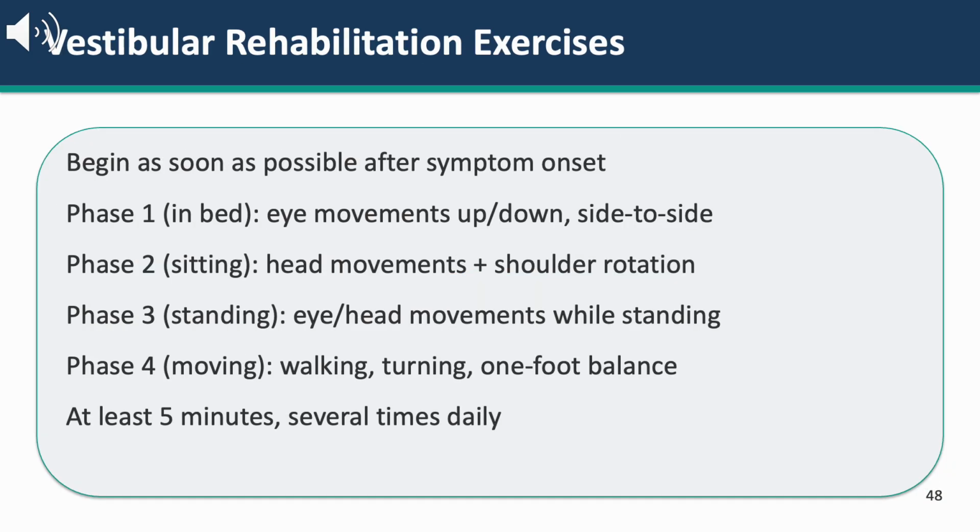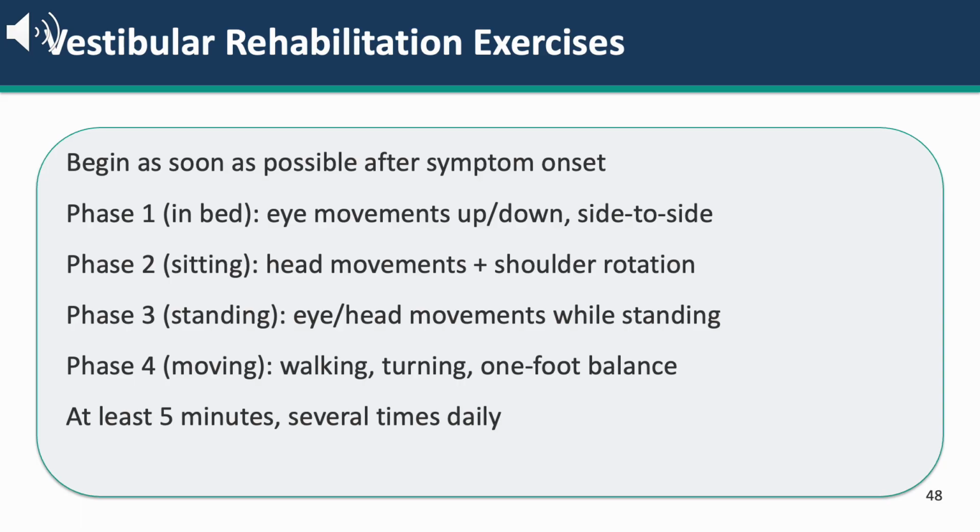In patients with acute persistent vertigo from peripheral vestibular lesions, recovery occurs more rapidly and more completely when vestibular exercises are begun as soon as possible after the onset of symptoms. The exercise protocol progresses through phases. Initially, while still in bed, patients repetitively move their eyes up and down and side to side, first slowly then quickly, followed by head movements.